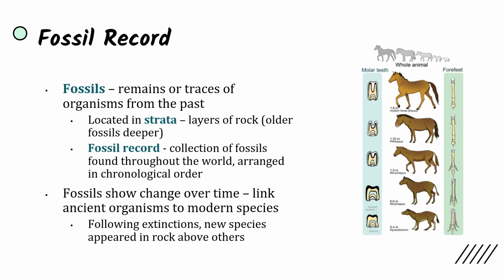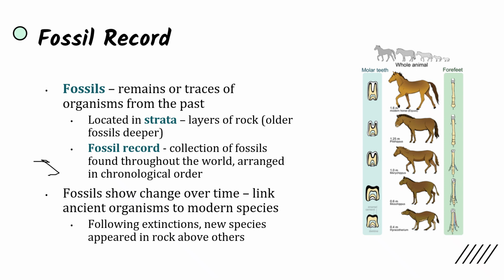The fossil record also provides evidence for evolution, and fossils are remains or traces of organisms from the past. And they're located in strata, which are layers of rock. And the older fossils are going to be deeper because new materials are going to be piling on top of them, and new fossils with that. And the fossil record is the collection of fossils found throughout the world arranged in chronological order. So we can see changes in fossils over time through the fossil record.